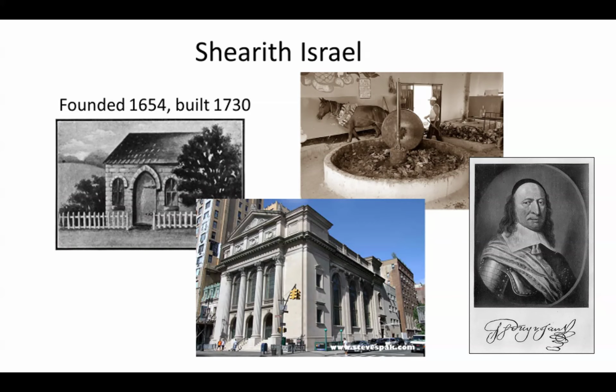You see it on the left, a rather modest little affair. And today, Shearith Israel continues to exist. This is the current synagogue at the bottom. Now, of course, when they first arrived, like many small groups, they didn't have enough money to either have a synagogue or even rent a room. So many of them would use the donkey mill, which we see in the picture.